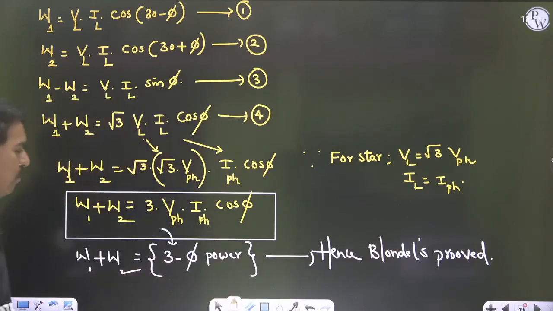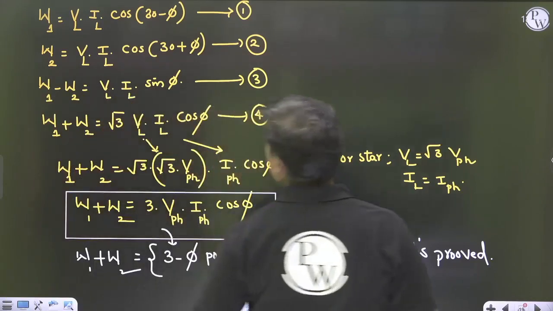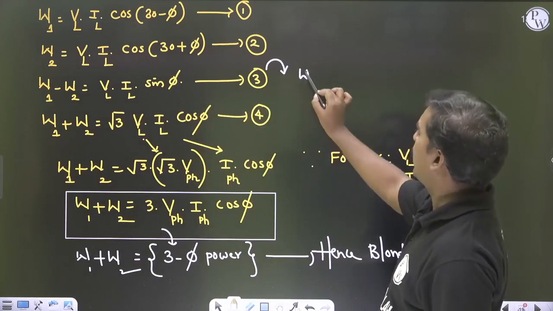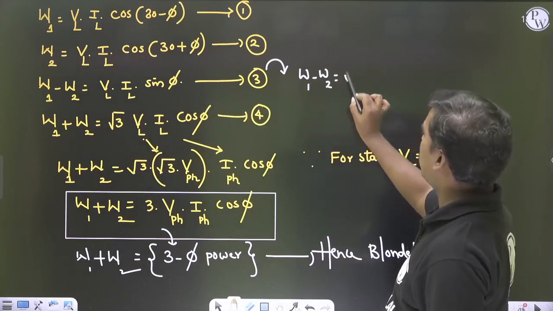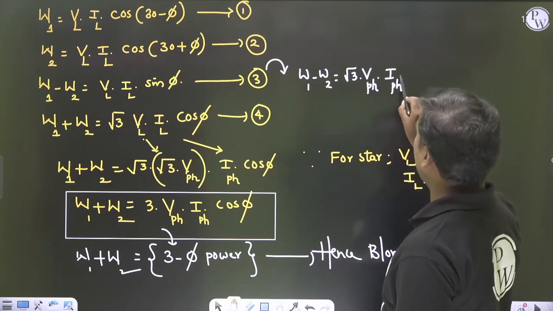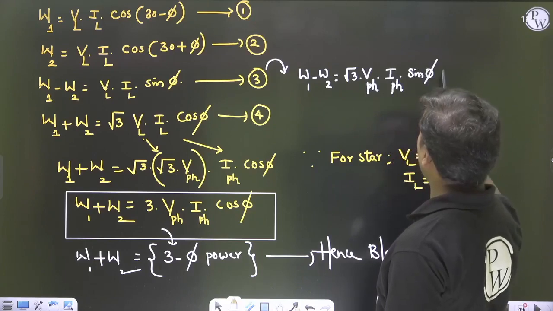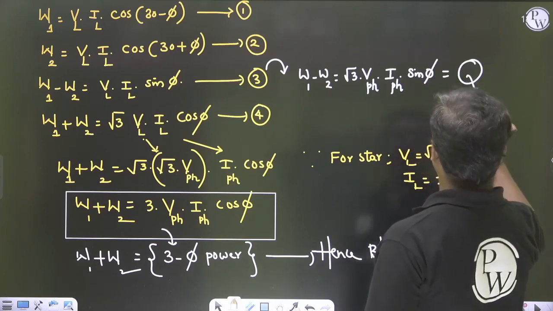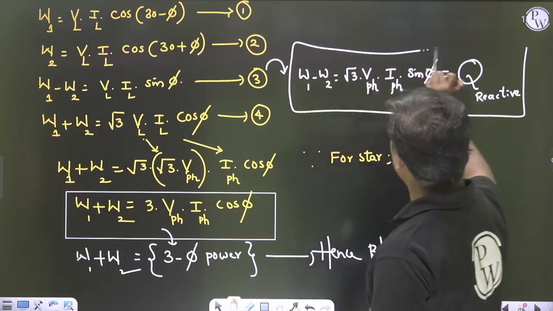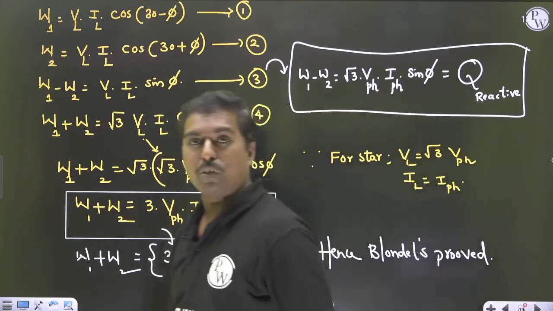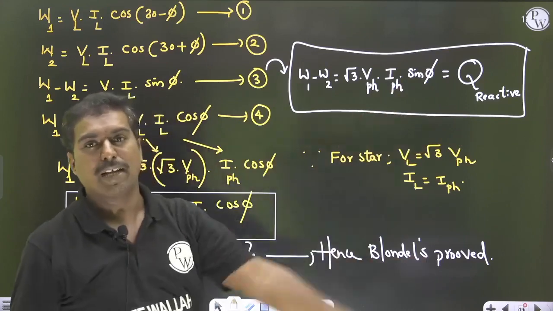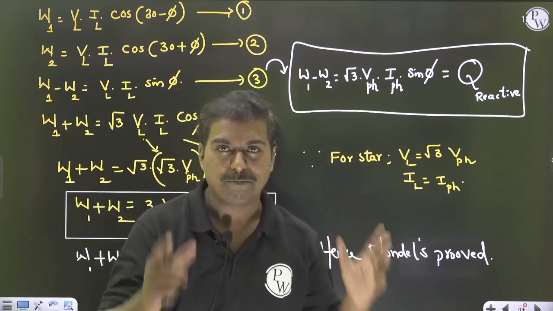And this is one thing. The second most important thing here is W1 minus W2, which is VLIL sin phi. If you observe, I can write W1 minus W2 with VL equal to root 3 VPH and this IPH sin phi, which is nothing but the reactive power. So using W1 minus W2, you are getting the reactive power measurement also by the 2 wattmeter method. Is it clear or not?